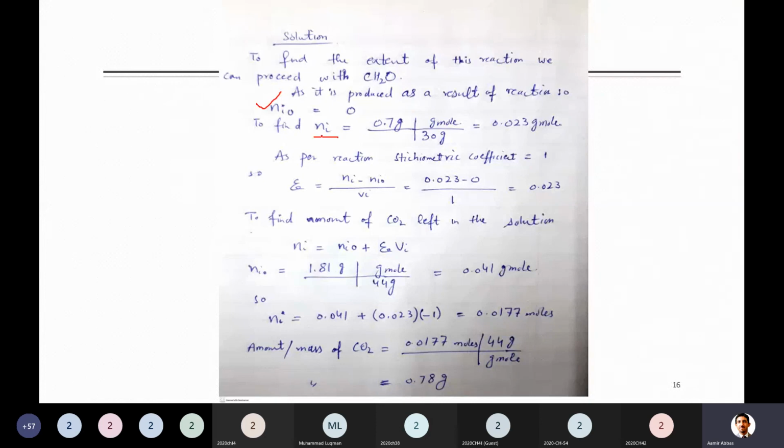Then I calculated the number of moles for any component. This component is CH2O. I didn't write it again and again because in the start I wrote here that I will be proceeding with CH2O. So you can see it's 0.7 gram. This is given in the question. The mass is given, so I can convert it to moles by dividing it by the molecular weight. So you guys got it, it is 0.023 gram mole.